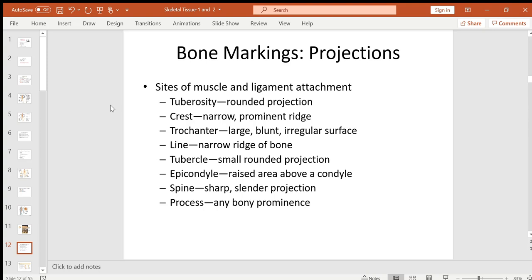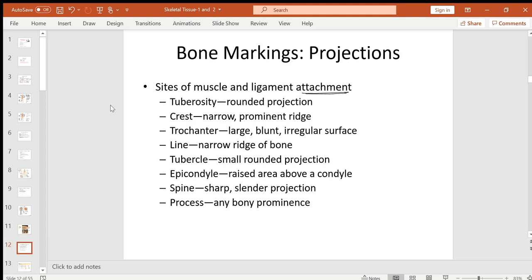Now we'll talk about the bone markings or projections. If you see the bones, you'll see different bones have different markings on them. Why do you have so many different markings on the bones? Some markings are to help the attachment of the muscles and ligaments or tendons. So for the attachment. And some projections or markings are to form the joints. So first, let's see the structures on the bone we see for the attachment of the muscles and ligaments or tendons.